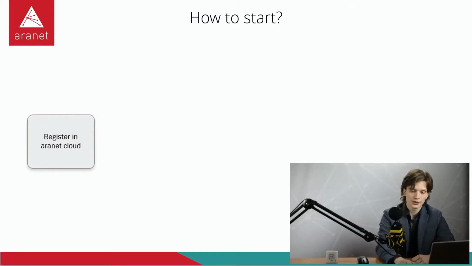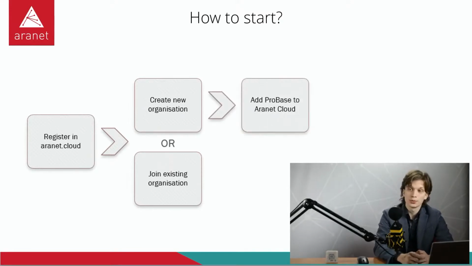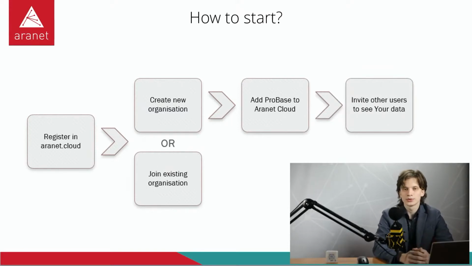So how do you start playing around with the Aranet Cloud? Well, first you register in the Aranet Cloud. Then you either create a new organization or join an existing one. Then you add your Pro base station to the Aranet Cloud, and I will show you how to do that. And of course, invite other people to join you. For other accounts, you can manage their accessibility, whether they can only view settings, or only view the data, or change anything. So that all can be managed.